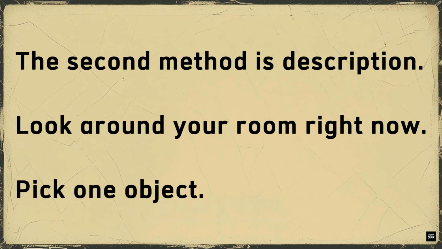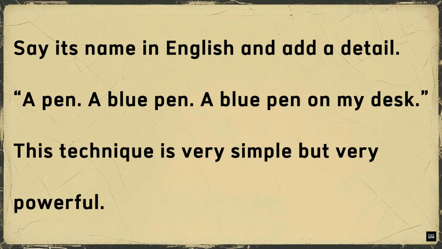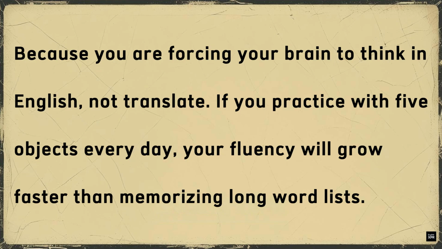The second method is description. Look around your room right now. Pick one object. Say its name in English and add a detail. A pen, a blue pen on my desk. This technique is very simple but very powerful because you are forcing your brain to think in English, not translate. If you practice with 5 objects every day, your fluency will grow faster than memorizing long word lists.